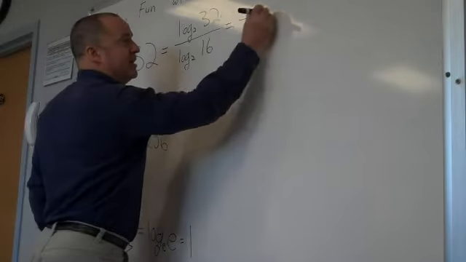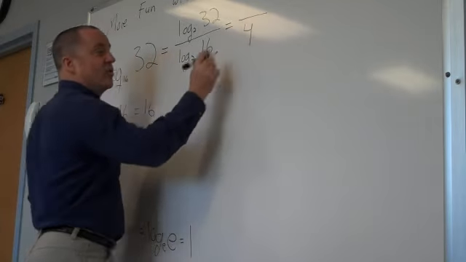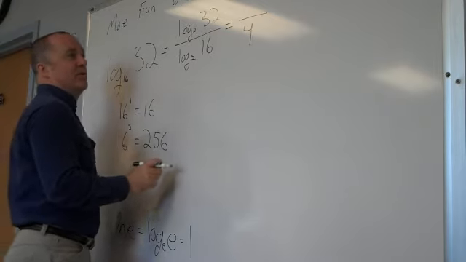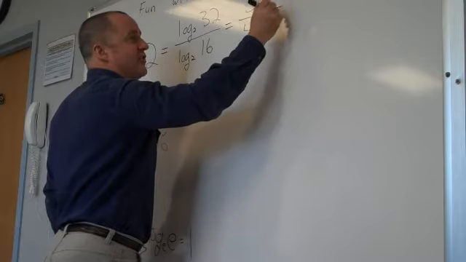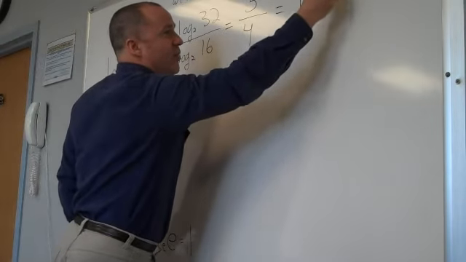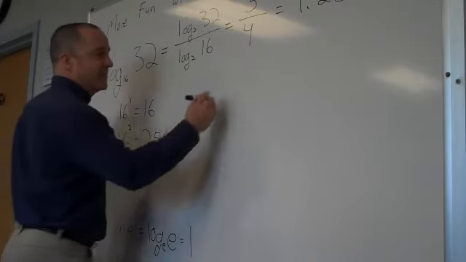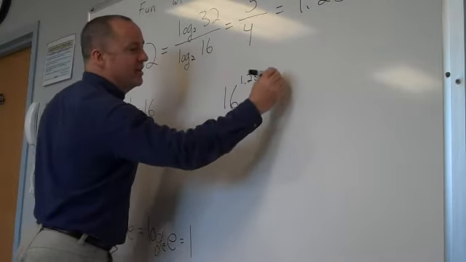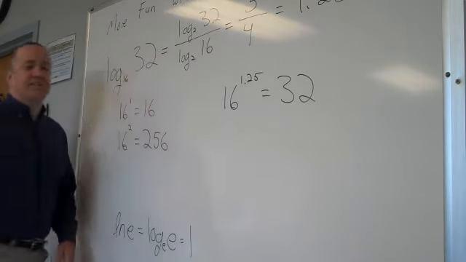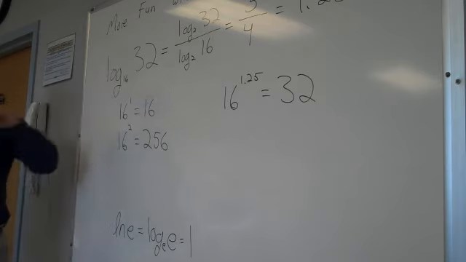So the answer to this question, 2 to what power is 16, is 4. The answer to the top question, 2 to what power is 32, is 5. So that's 5/4, which is 1.25. And without a calculator, I now know that 16 to the 1.25 power equals 32. That answers this. This is the inverse way to write this one.